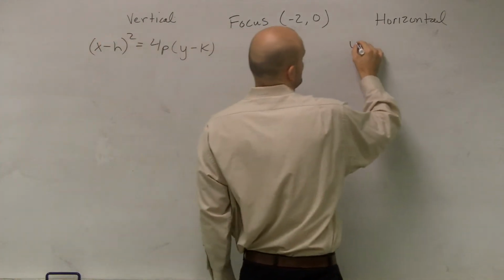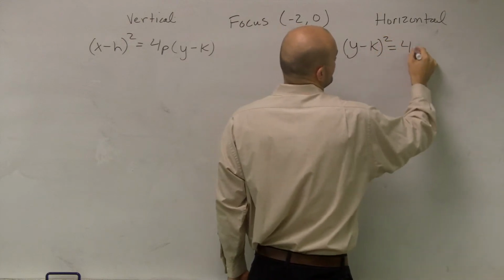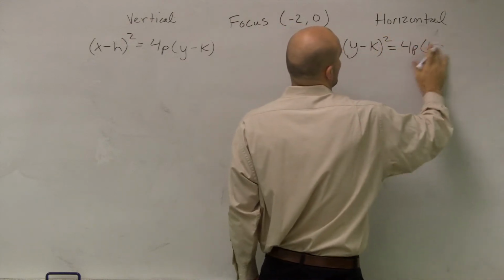Nope. Instead of having the square on the x, now we're going to have the square on the y. So it's going to look like this: (y minus k) squared equals 4p times (x minus h).